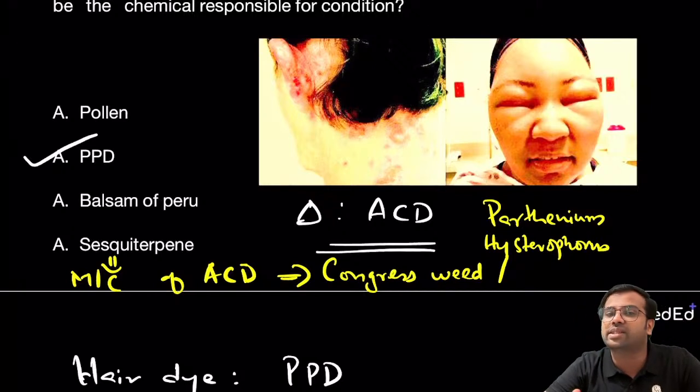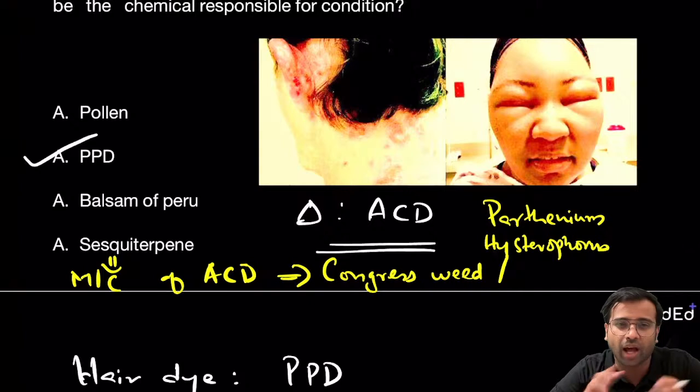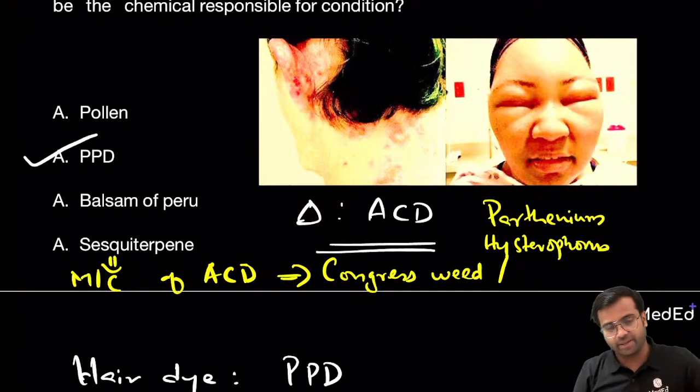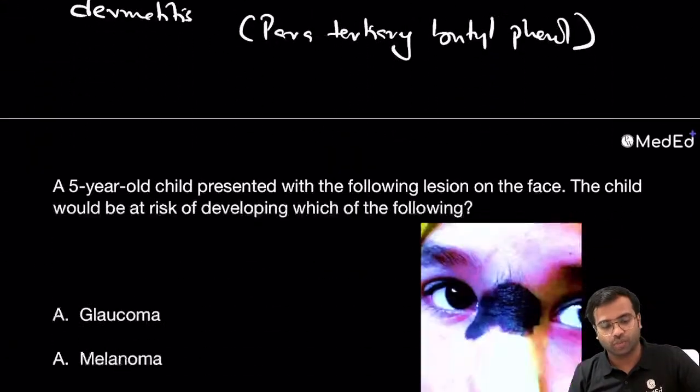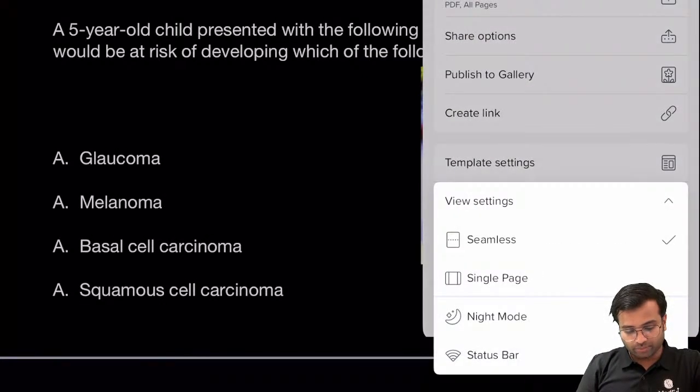Priya says A, B, C, D. Excellent, Priya. What is A, B, C, D? Because this plant called Parthenium hysterophorus will cause allergic contact dermatitis through airborne contact dermatitis. Airborne contact dermatitis is A, B, C, D. Fine. That is all about this question. So now let's move to the next one.